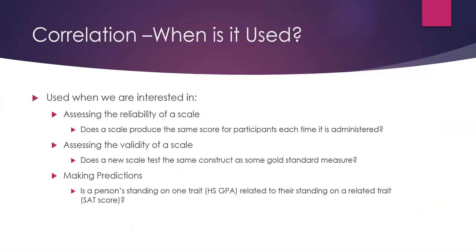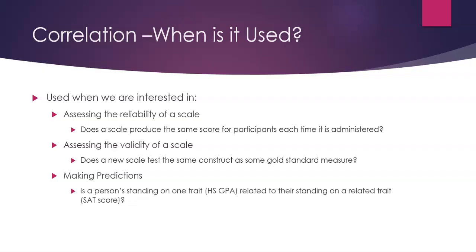Okay, so finally the question is, when is it used? And we're going to only use it for the third use, but there are two others. So we can use correlation to assess the reliability of a scale. So I talked about test-retest reliability when I talked to you guys about measures. And essentially what this asks is, does the scale produce the same score for participants each time it's measured?